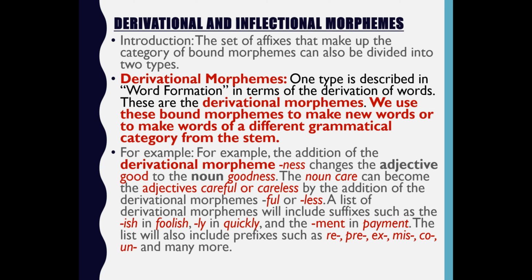A list of derivational morphemes will include suffixes such as ISH in foolish, LY in quickly, and MENT in payment. The list will also include prefixes such as RE as in reopen, prepaid, ex-marine, or ex-wife, mis as in misunderstand, co as in cooperate, un as in... what else? A word that starts with un? Unfinished. The word unfinished, okay? It's not finished yet.